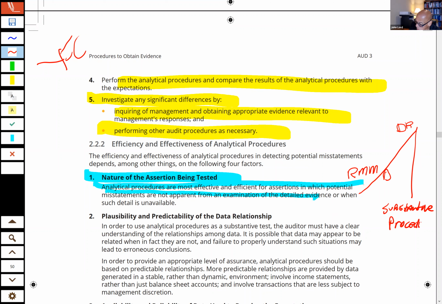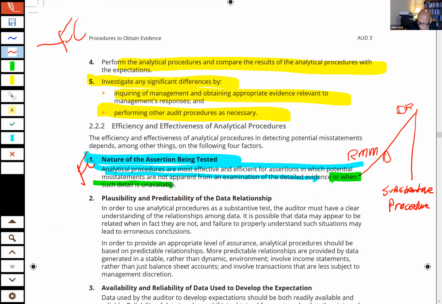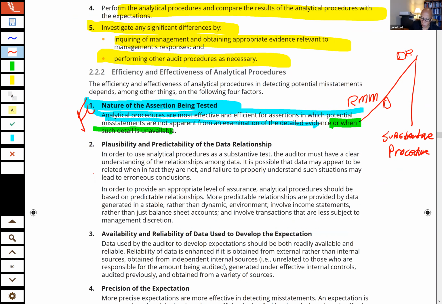The analytical procedures are not as effective as the test of details. But if you have a low risk of material misstatement, okay, go ahead. Maybe turn a little bit more towards analytic, or when evidence from a test of detail is unavailable, back to our washing machine example. Okay, so go washing machine revenue example. So just go ahead and flashcard that point.